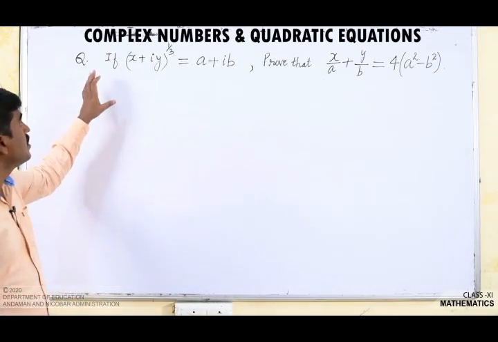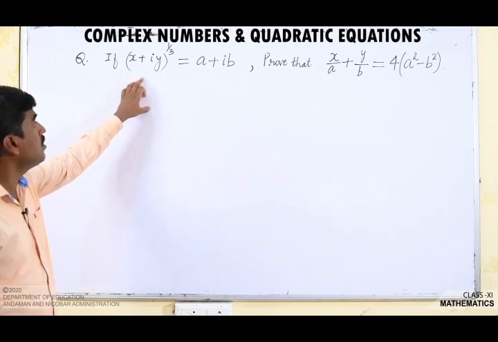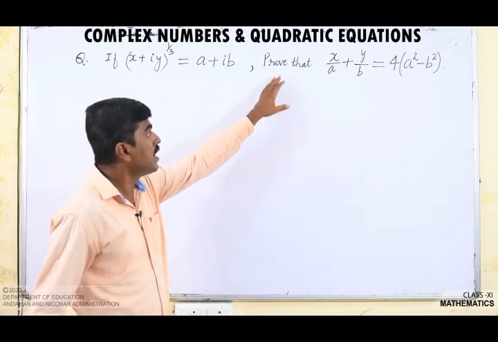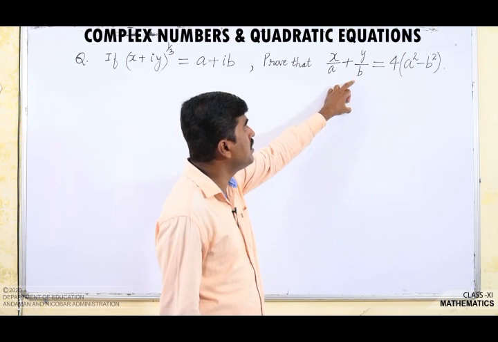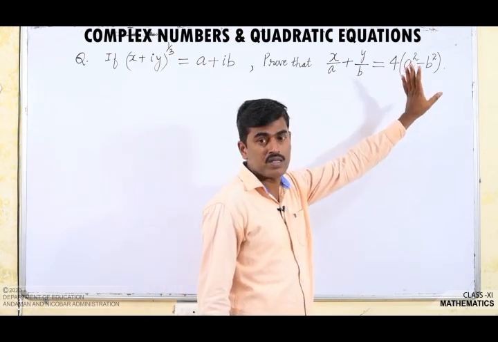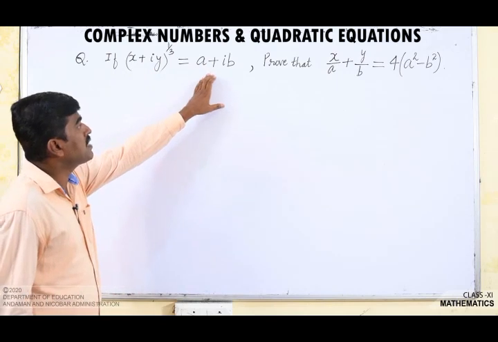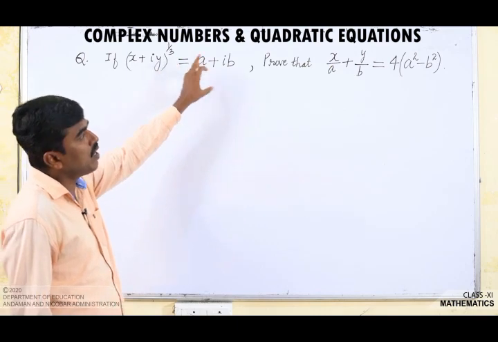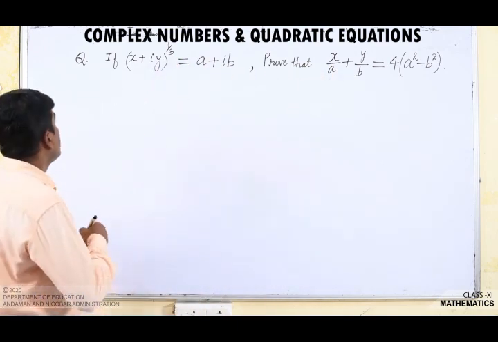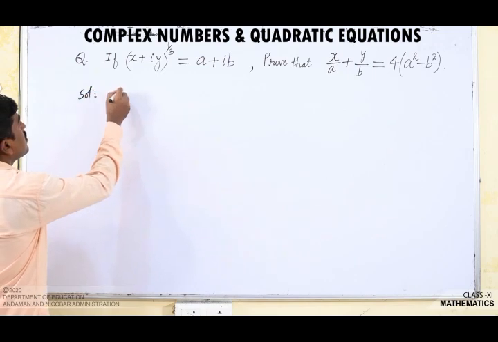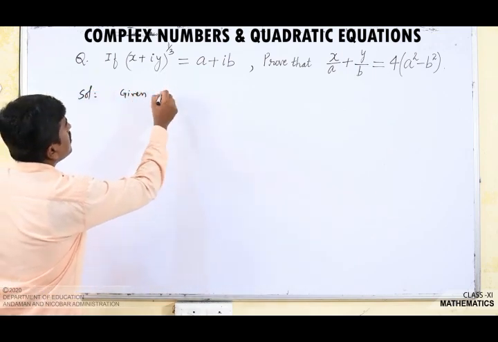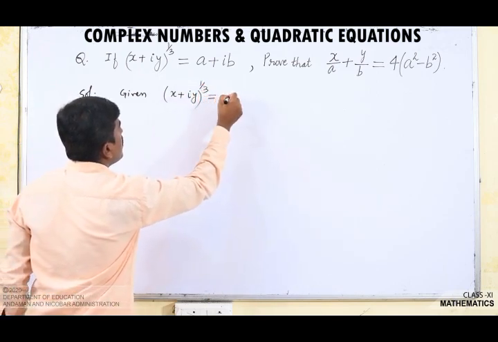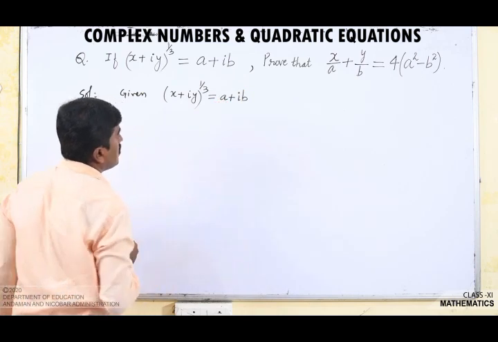Here the question is, if (x plus iy) whole power 1 by 3 is equal to a plus ib, prove that x by a plus y by b is equal to 4 into (a square minus b square). Here this complex number a plus ib is equal to (x plus iy) whole power 1 by 3, and we have to prove this expression. Okay. So what is given? Given: (x plus iy) whole power 1 by 3 is equal to a plus ib.